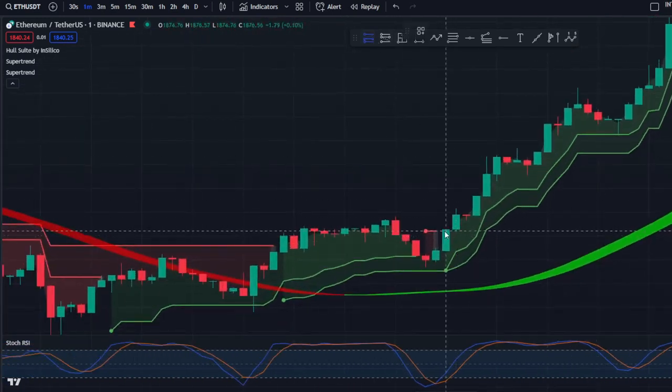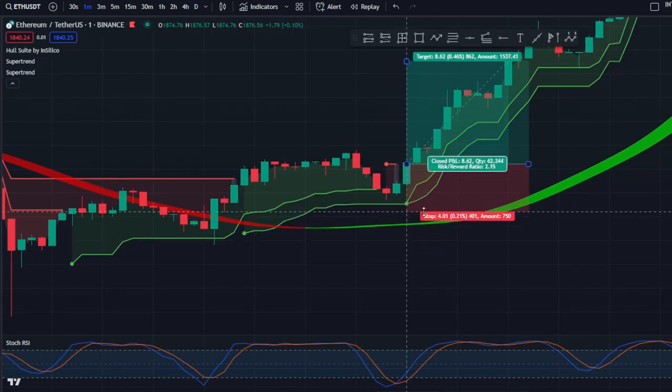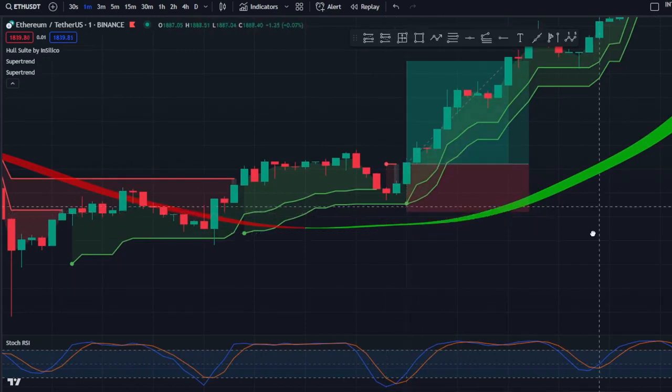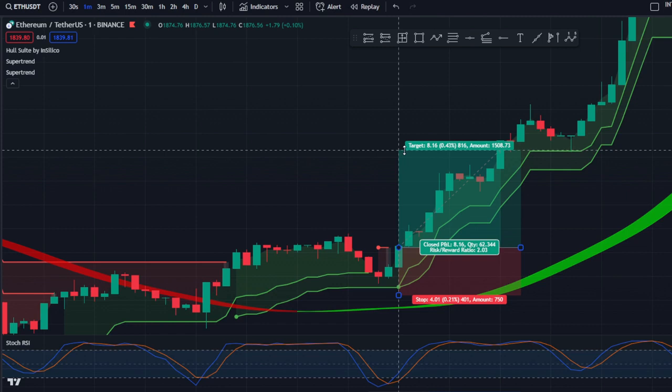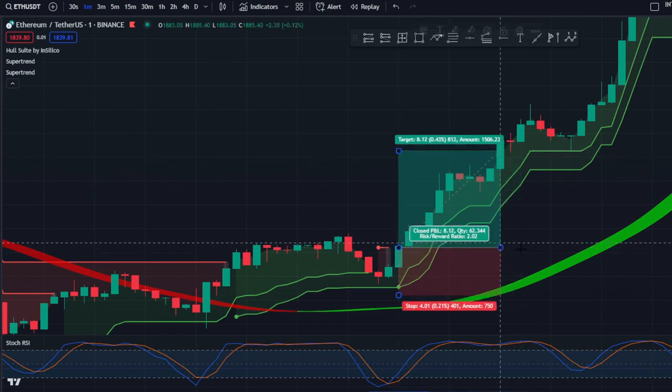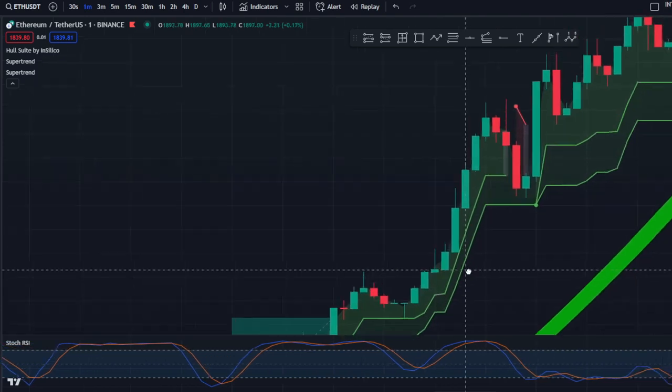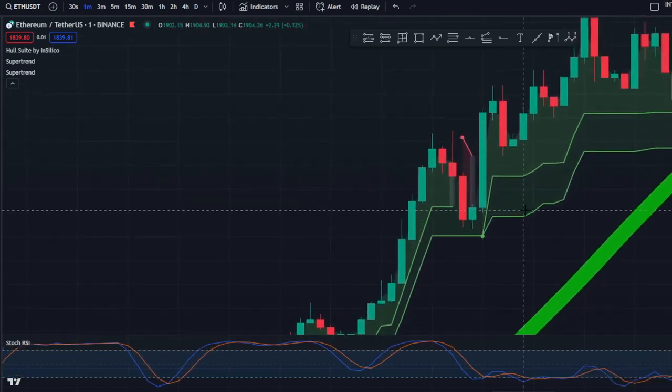So we're going to enter on this position right there. You can put your stop loss below the Supertrend line, and what you want to aim for is a 2:1 risk to reward ratio. A lot of times we aim for 1.5:1, but with this Supertrend strategy we are aiming for a 2:1 risk to reward ratio because this will give us the highest win rate.